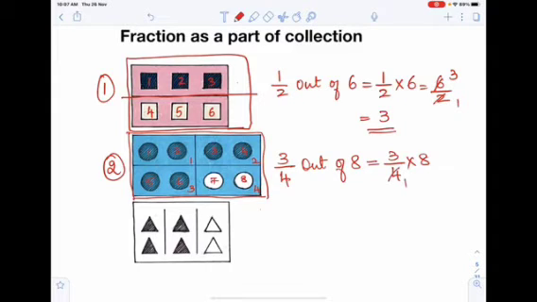Now 4 1 times is 4 and 4 2 times is 8. So the answer is 3 into 2, or 3 into 2 divided by 1, or I can even skip it off. 3 into 2 is equal to 6. So 6 parts are shaded. Are we finding 6 parts here? 1, 2, 3, 4, 5, 6.